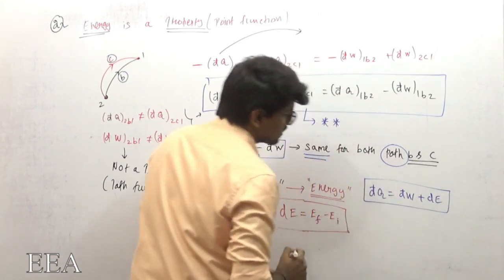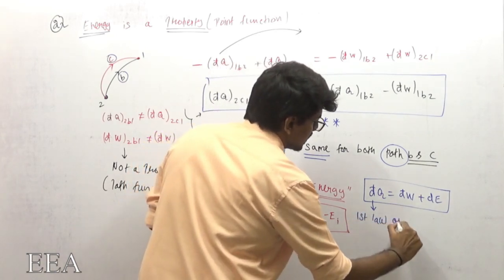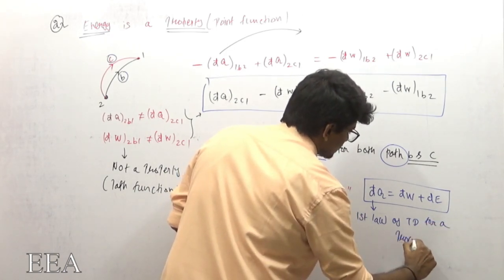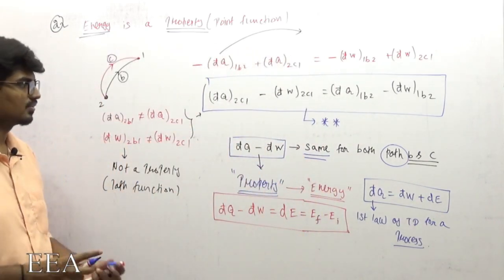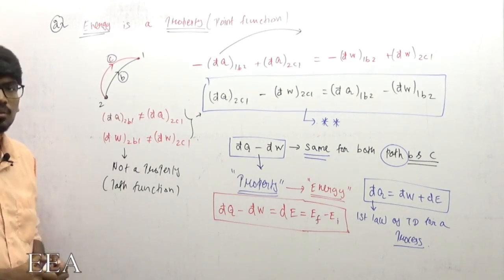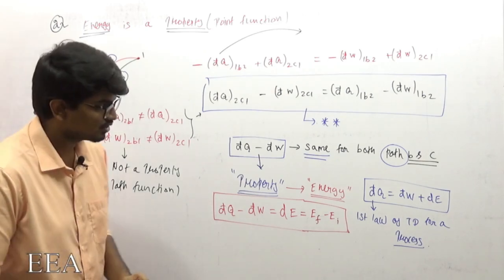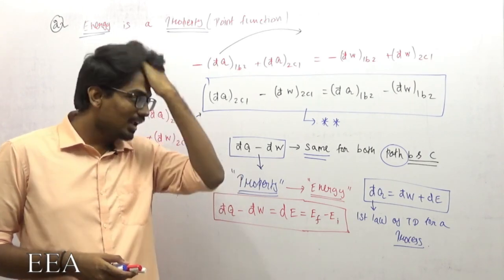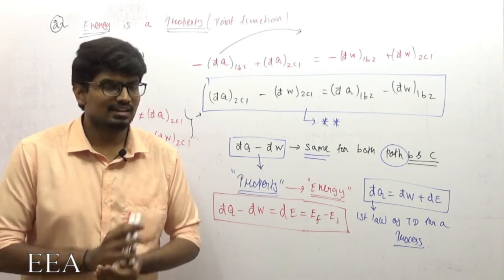This is the first law of thermodynamics for a process. Of course, we are doing it for a closed system. So this is the first law of thermodynamics for a process. And what type of process is it? Is it necessary for the process to be reversible? No, it is not necessary, because until now I didn't take any assumption. Which means this can be applied for both reversible and irreversible processes.